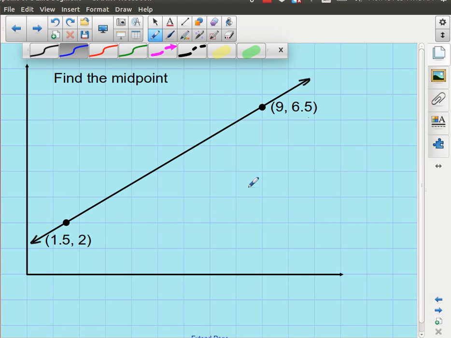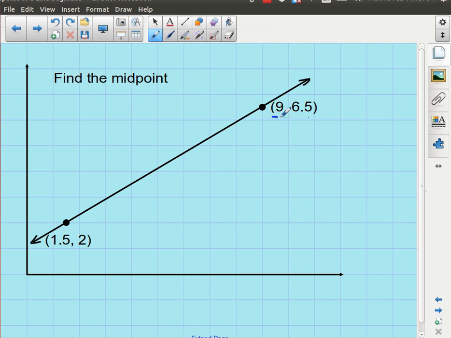So instead, what we start to do is make use of the algebraic idea, which is we take the x coordinates. I'm going to take my x coordinates of the first point, so let's call this x1 and let's call this y1. Let's call this x2 and let's call this y2. So I'm going to take the x coordinate of the first point, which is 1.5. I'm going to add to that the x coordinate of the second point, and that's 9. And I'm going to divide that by 2. Then I'm going to take the y coordinates. So the y coordinate of the first point, which is 2, plus the y coordinate of the second point, which is 6.5, divide by 2.